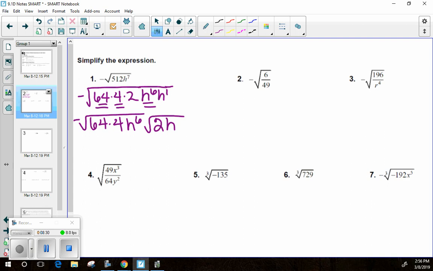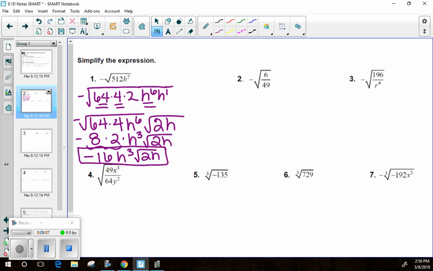All right, what's the square root of 64? 8, right? What's the square root of 4? And what's the square root of h to the 6th? H to the 3rd, right? So we just divided by the index. Okay, and then we still have this guy in there. And last but not least, now that these are whole numbers and they are compatible, I can multiply them. So 8 times 2 is what? 16. So this gives us, and we still have that negative, and then we have the 16h to the 3rd times the square root of 2h. And that is as clean and as much work as we'll be able to do on this one.